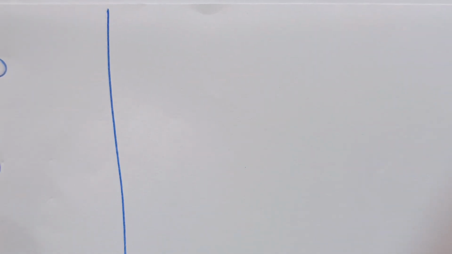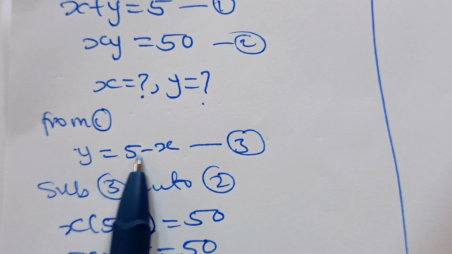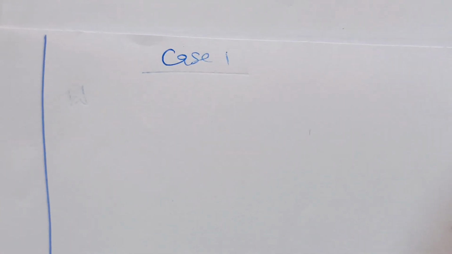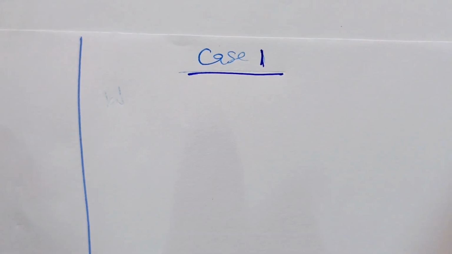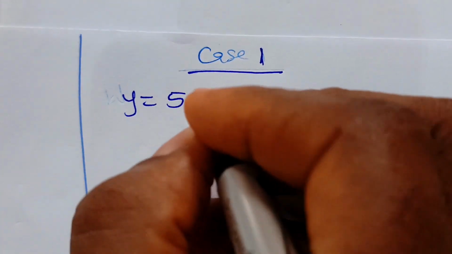I would like you to watch to the end and see how we proved that the answer we got is right, okay? And to do that, this is what we have here. Our y is equal to, remember where we said that y is equal to 5 minus x. So for case 1, recall that y is equal to 5 minus x.